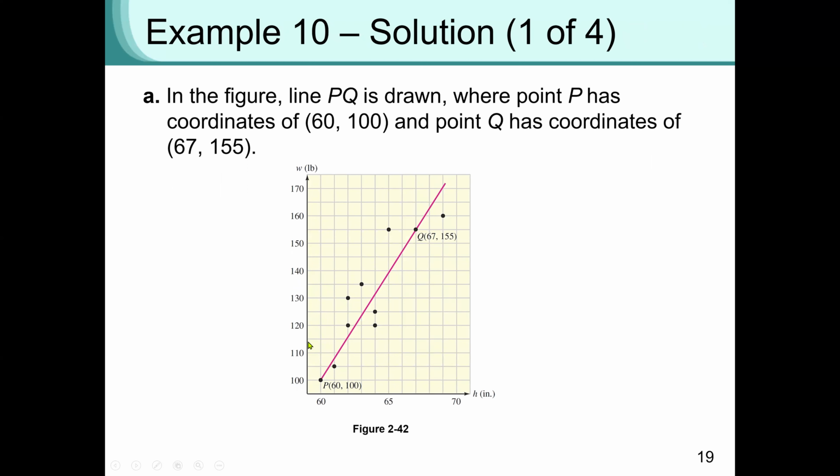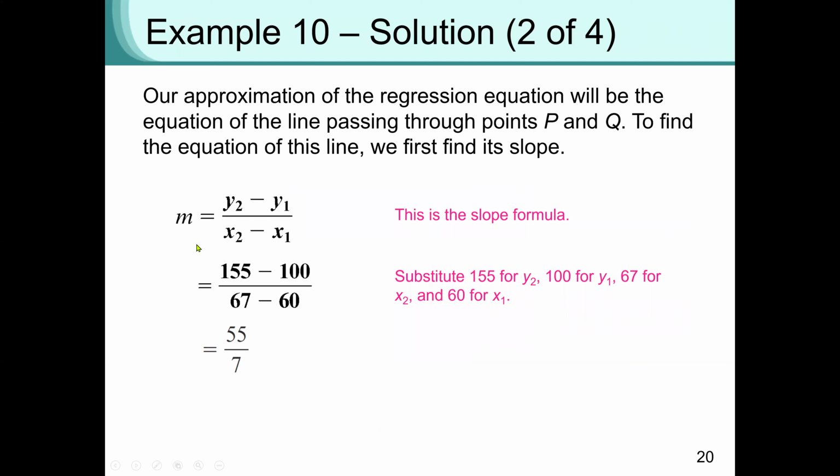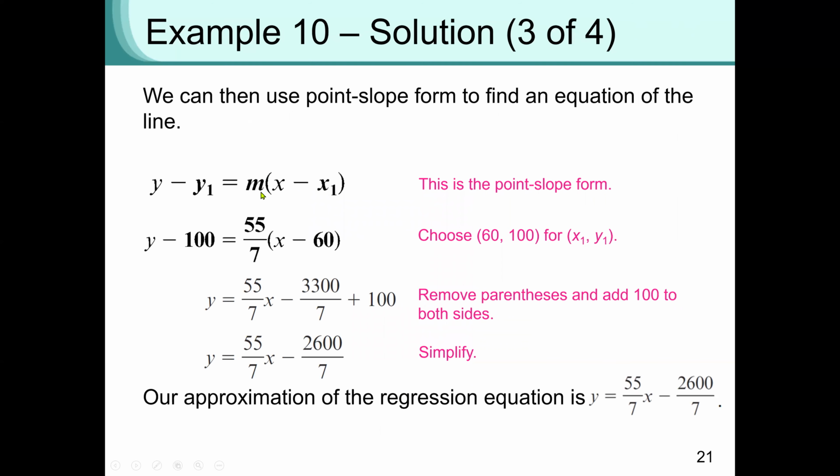So here we plot the equation. And here we say that in the figure, line PQ is drawn, and the point P has coordinates of 60 and 100. Q has coordinates of 67 and 155. So we can see the P and Q. We find the slope, which gives us 55/7. Then we use the point slope to find the equation of the line, the regression line. Based on that, we substitute the x1, y1, which is 60 and 100, and the slope we just found to be 55/7. And this is our regression.